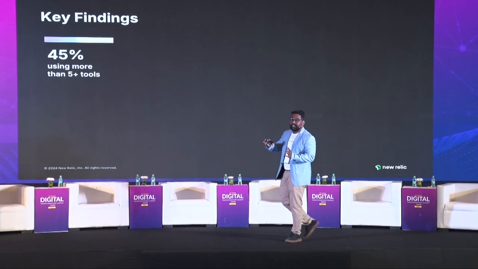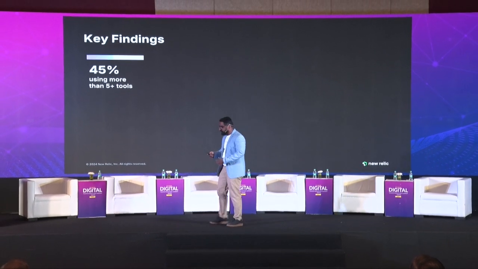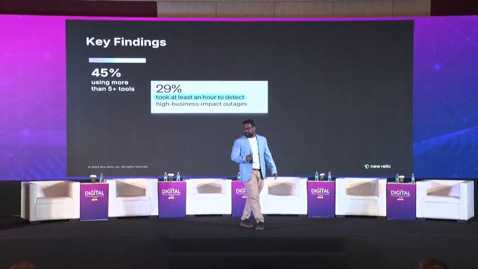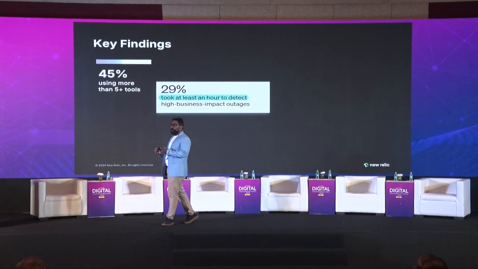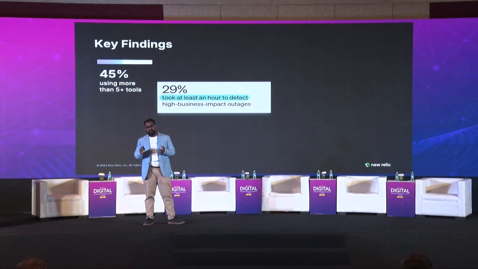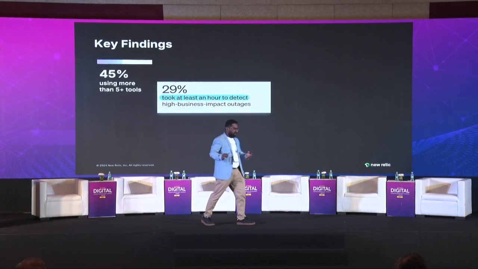But one of the biggest things that we found was, in India, 45% of the organizations have more than 5 tools. Right? 45%. Now, we are improving, although, right? Last year, we were at around 60%. So we have come down to 45%. So this has been realized by organizations in India. The next thing is 29% of the organizations that we spoke to took at least an hour to detect high business impact. What do you think this means?